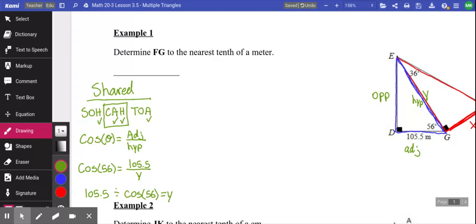Yes, Reese. Can you just explain the SOH CAH TOA thing again? Yeah, for sure. It is 188.66. Nice.